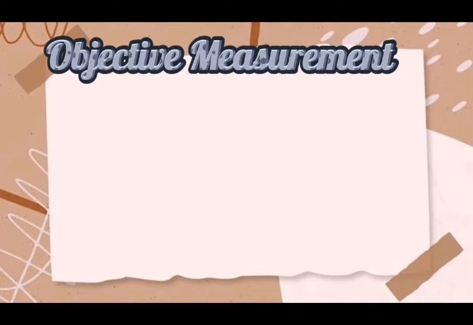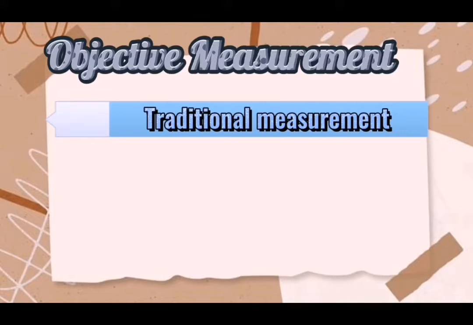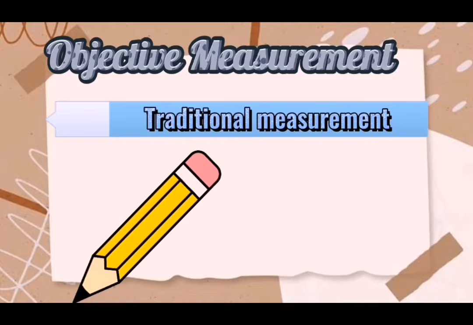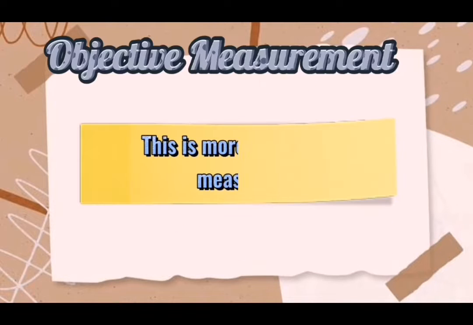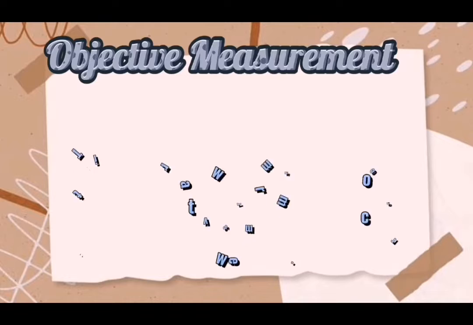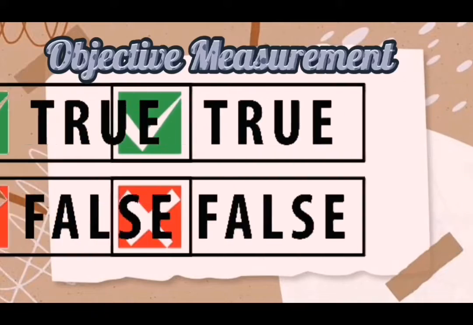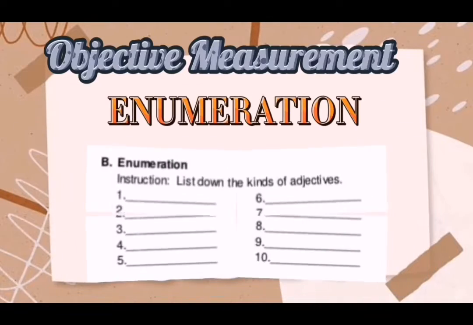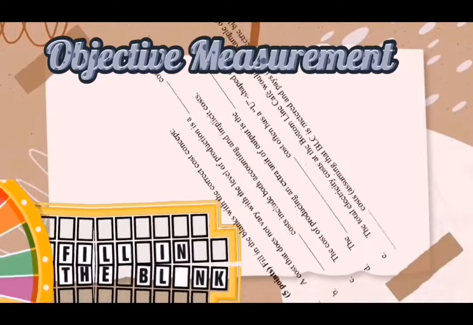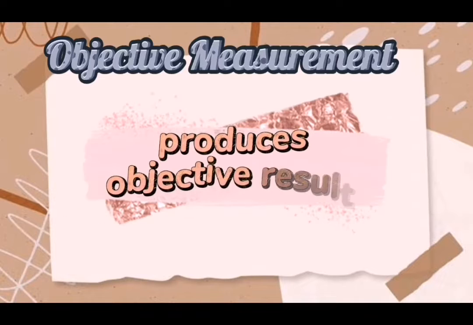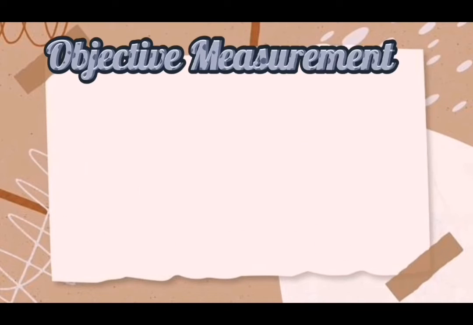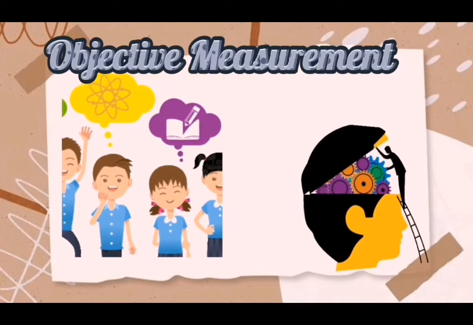Objective measurement. This is the known traditional measurement using pencil and paper tests. This is a more stable type of measurement. This requires the examinee to select the correct answer from among one or more alternatives, meaning one correct answer only. These tests are true or false, enumerations, multiple choice, fill in the blanks, or completion, which produce objective results. This assesses the specific part of the learner's knowledge.